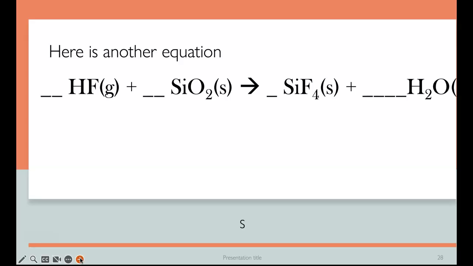All right, here is another equation for you to do some stoichiometry on. So again, think about the first thing that you have to do for this equation to do some stoichiometry. Hopefully you're thinking balance it. Yes, so great time to pause the video and do that. And so, of course, here we go. So that way we have 4 H's on each side, 4 F's on each side, and 2 O's on each side, and 1 silicon on each side.